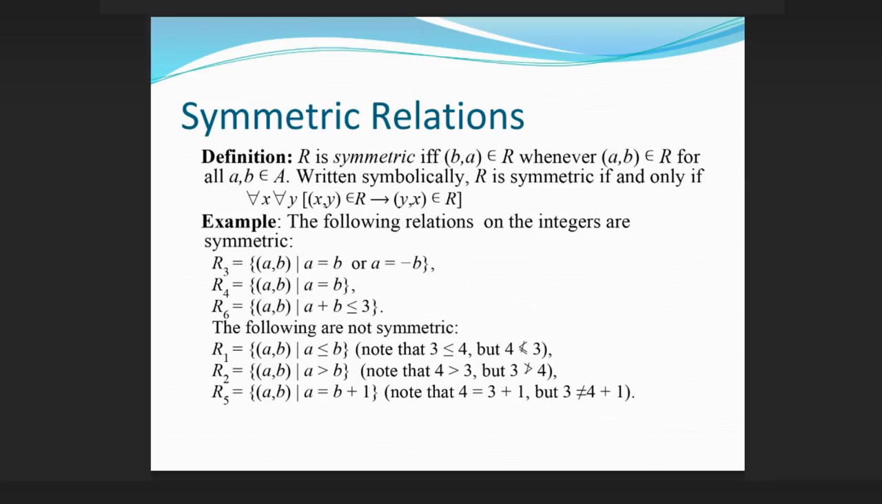R1 equals {(a, b) | a ≤ b}. Note that 3 ≤ 4, but 4 is not ≤ 3. R2 equals {(a, b) | a > b}. Note that 4 is greater than 3, but 3 is not greater than 4. R5 equals {(a, b) | a = b + 1}. Note that 4 equals 3 plus 1, but 3 does not equal 4 plus 1.